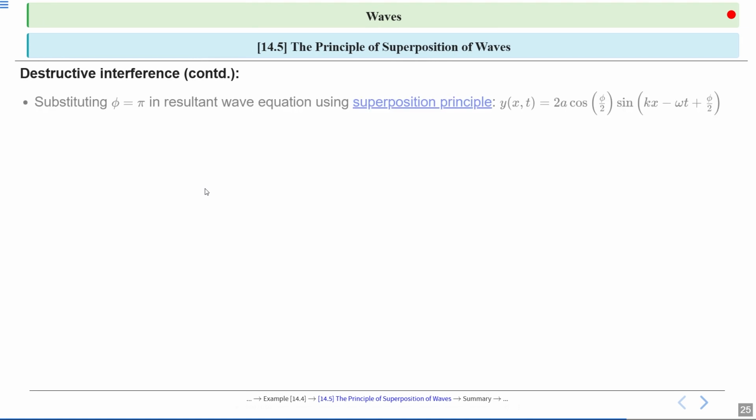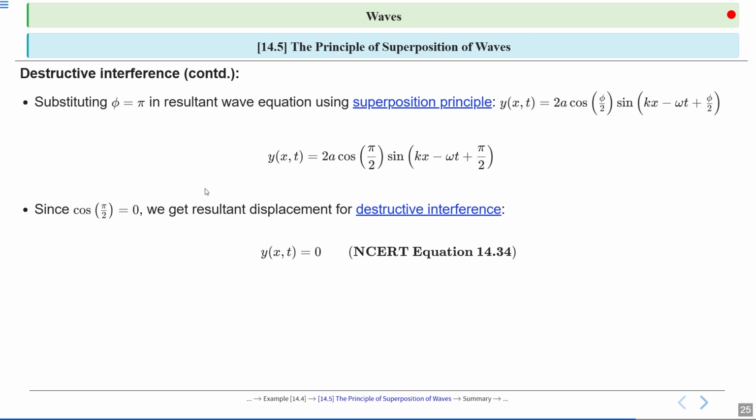Now, substituting phi equal to pi in the resultant wave equation using the superposition principle, y of x,t is equal to 2A cos phi by 2 sin(kx minus omega t plus phi by 2). So y of x,t is equal to 2A cos pi by 2 sin(kx minus omega t plus pi by 2). Since cos pi by 2 equals 0, we get the resultant displacement for destructive interference: y of x,t equal to 0.